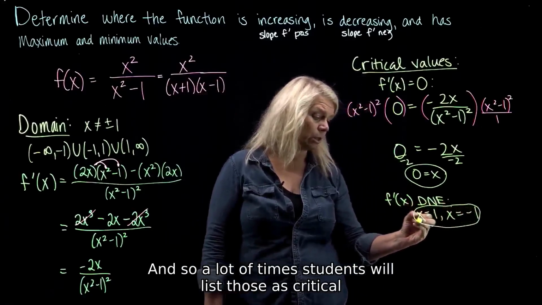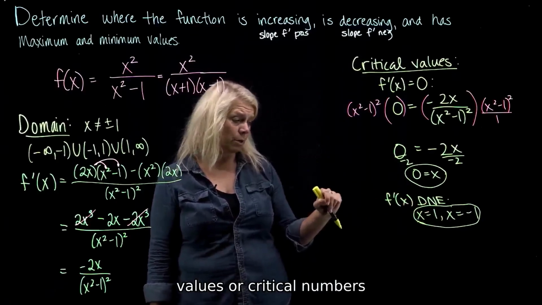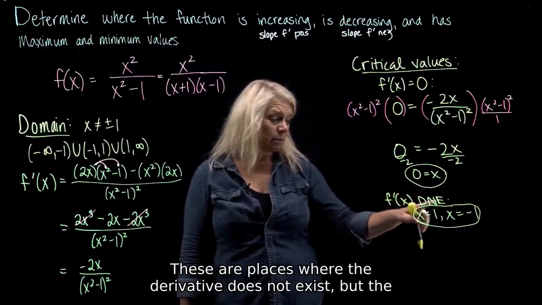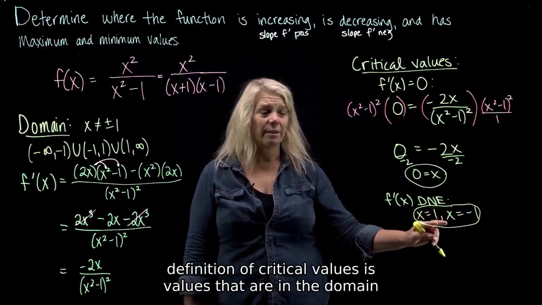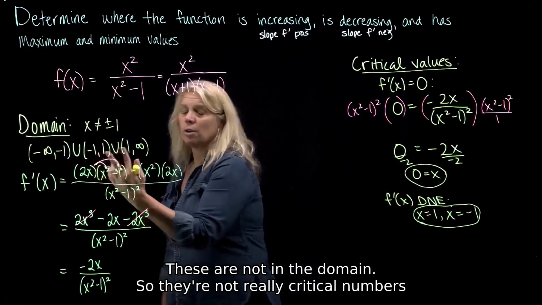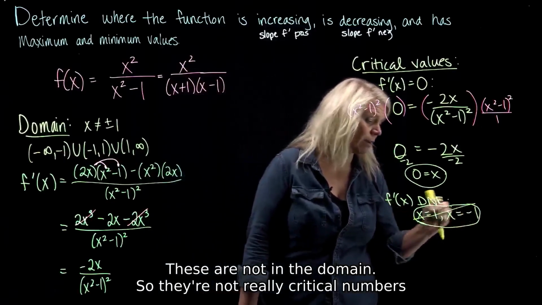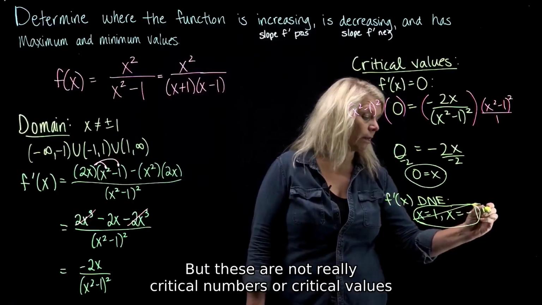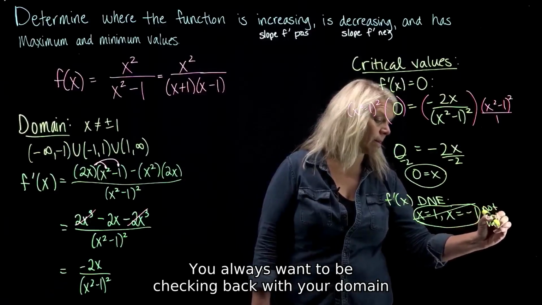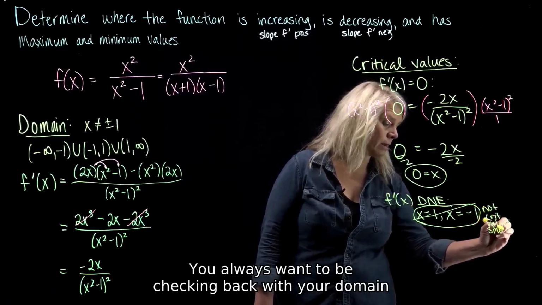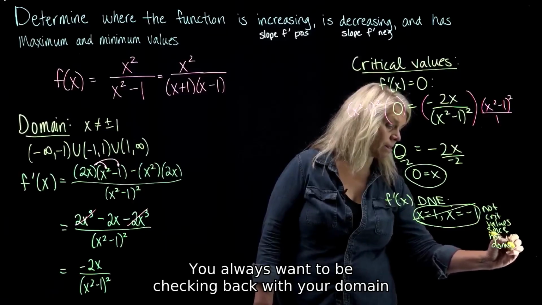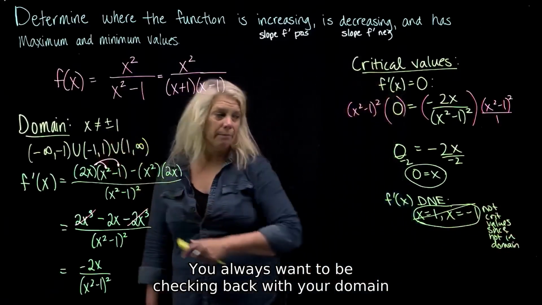And so a lot of times students will list those as critical values or critical numbers, but they're not actually. This is a little subtle detail. These are places where the derivative does not exist, but the definition of critical values is values that are in the domain. These are not in the domain, so they're not really critical numbers. The derivative doesn't exist there, but these are not really critical numbers or critical values. You always want to be checking back with your domain.